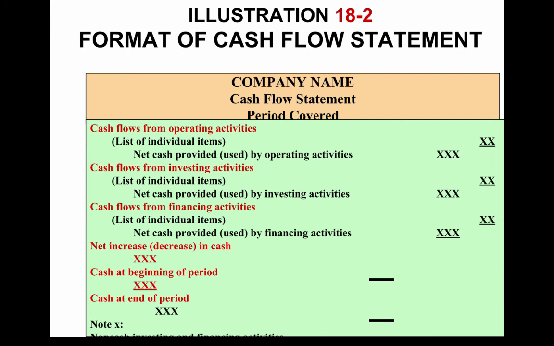And here's kind of a high-level example of what the cash flow statement would look like, and this is coming from the textbook. Again, you have cash flows from operating as one section. You're going to have cash flows from investing, and you're going to have cash flows from financing. And at the bottom, you're going to see a net increase or decrease in cash. You're going to see the cash at the beginning of the period and cash at the end of the period. It's fairly straightforward. The most complicated section will be the operating activity section.